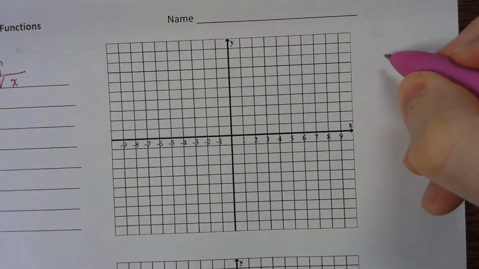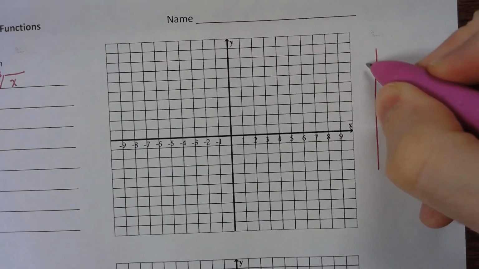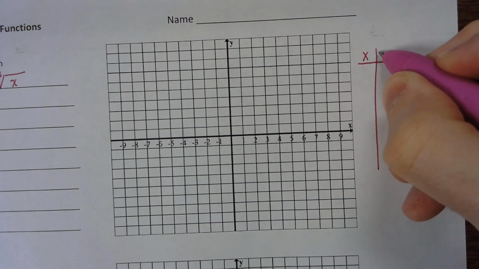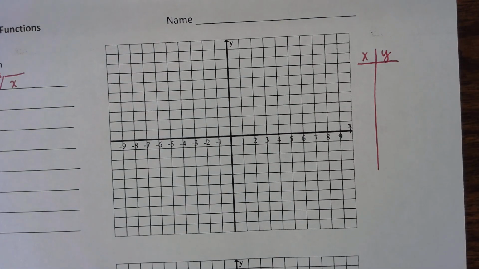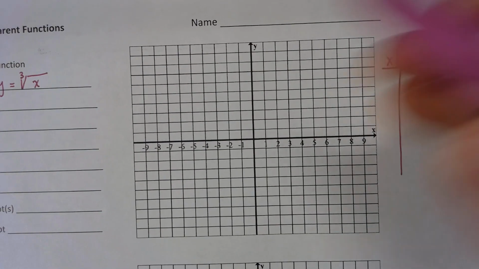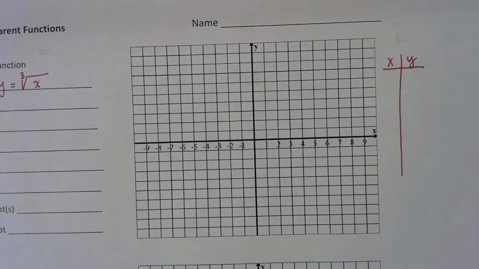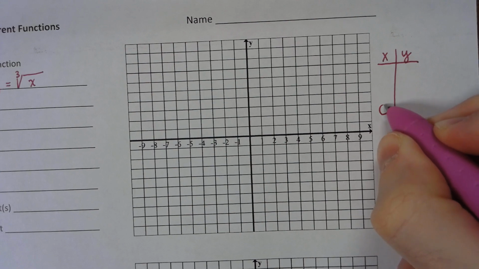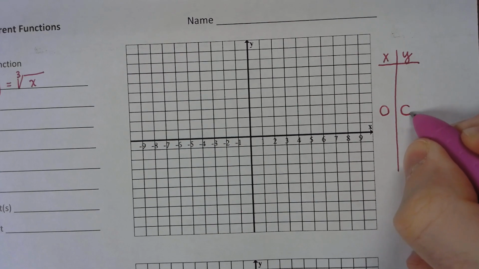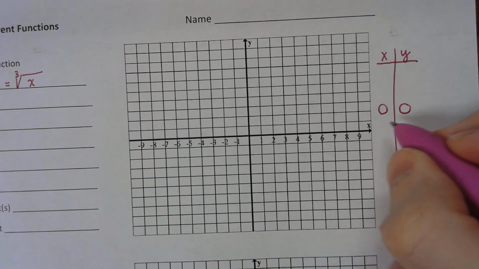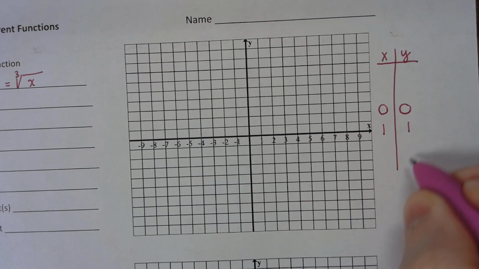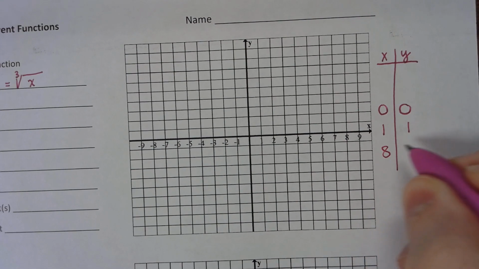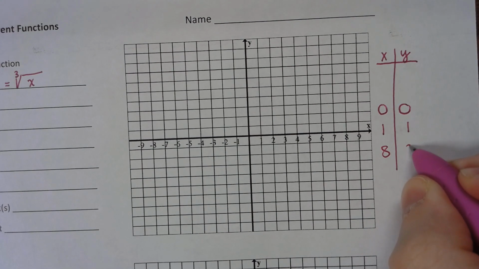And we can make a little table of our x's and y's, so we can figure out what points to graph. So we want to pick x values here that we know the cube root of. For example, we know the cube root of 0 is 0. And we know the cube root of 1. And we know the cube root of 8. Right? The cube root of 8 is 2.